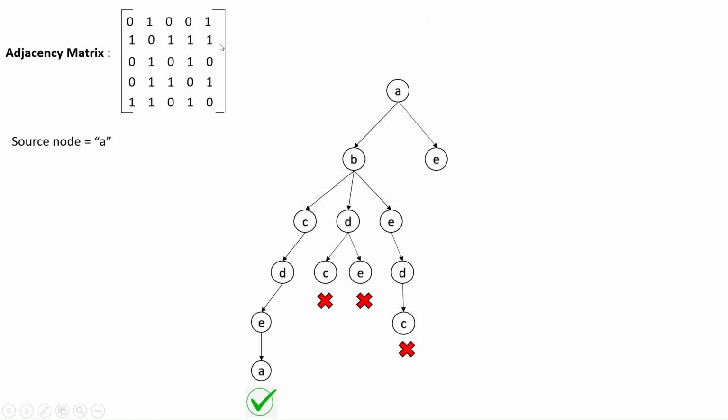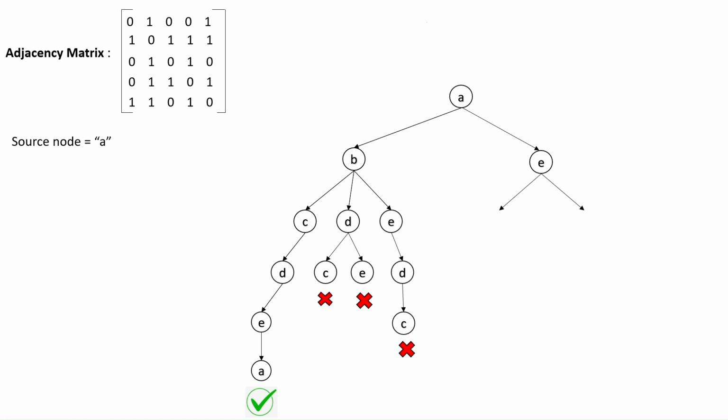Again check what are the adjacent nodes to E. Here the adjacent nodes to E are A, B, D. Here A is only listed. B and D are present. So we consider B and D. Let us go to B and D. Let us go to B.